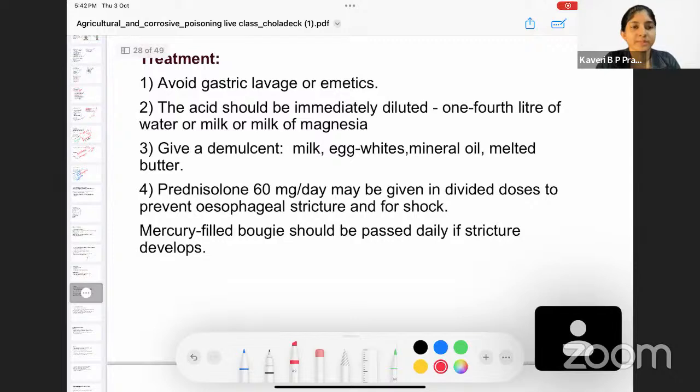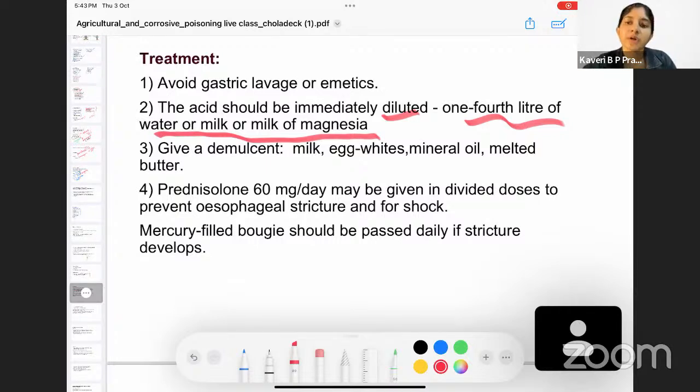Coming to the treatment, we have to avoid gastric lavage or emetics, because these will cause the poison to go into the respiratory tract. That is how the person can go into pneumonitis and die. The acid should be immediately diluted. 1/4 liter of water or milk, or even milk of magnesia, can be given.